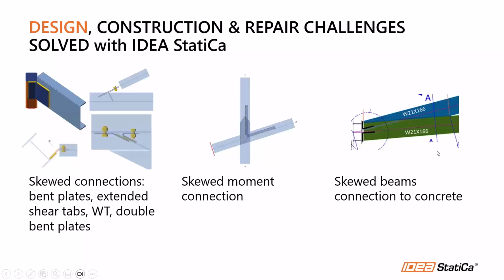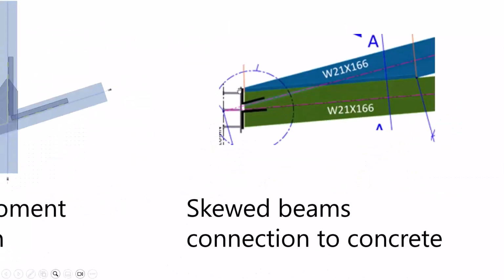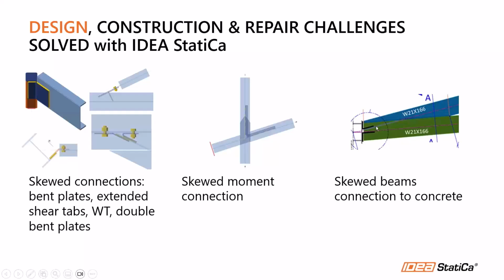Also, I had this interesting case where there are two skew beams connected to a base plate using some bent plates, as you can see if I zoom in over here. And then those bent plates are connected to a plate, and that is anchored to a concrete column. So these are the types of real cases where IDEA StatiCa is helping some of our users during the design phase of the project.